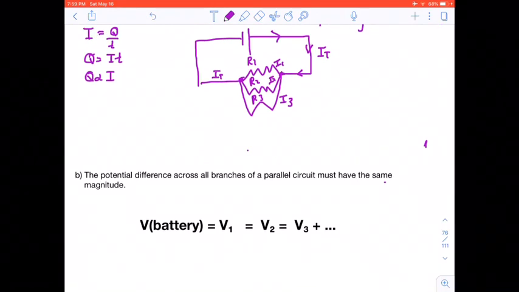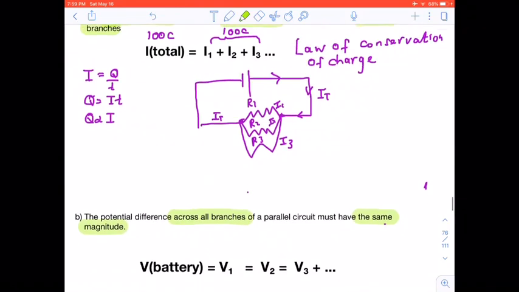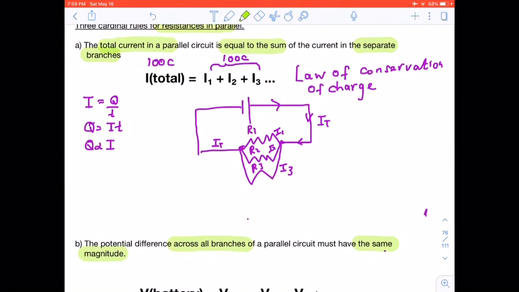So if we now look at the potential difference across all branches of the parallel circuit, they have the same magnitude. So let's go back here, and let's say this particular battery has a voltage of 12 volts.